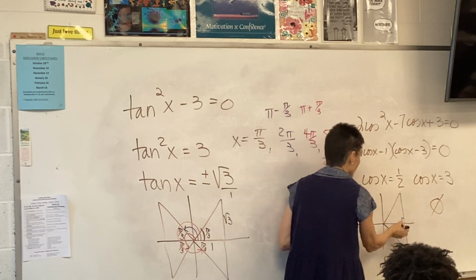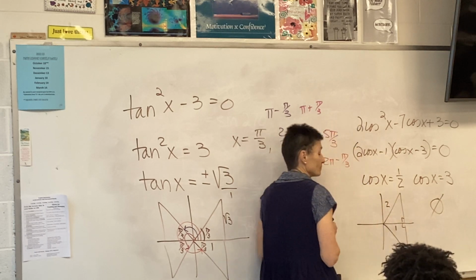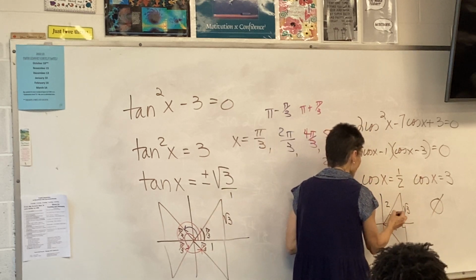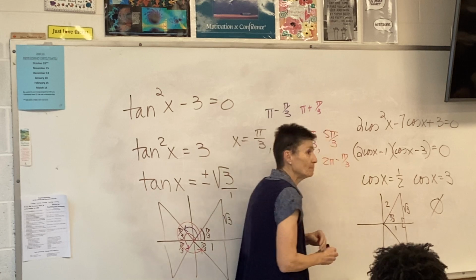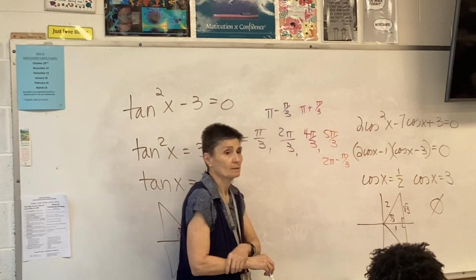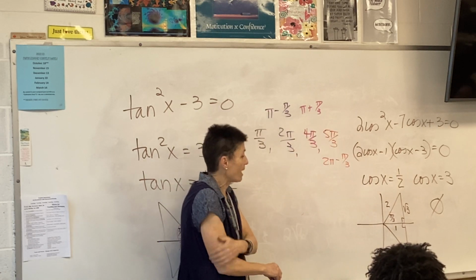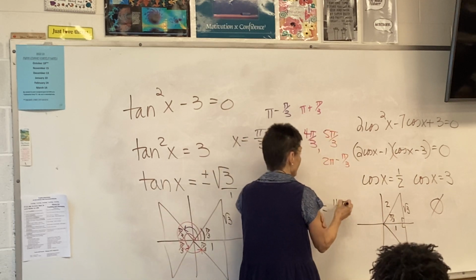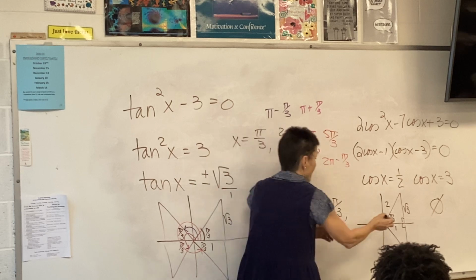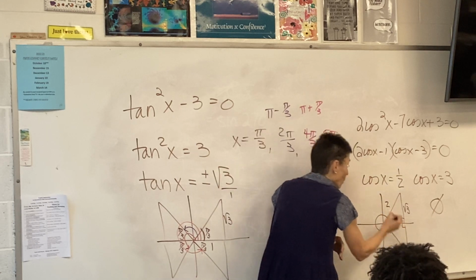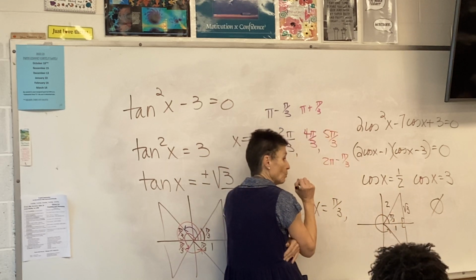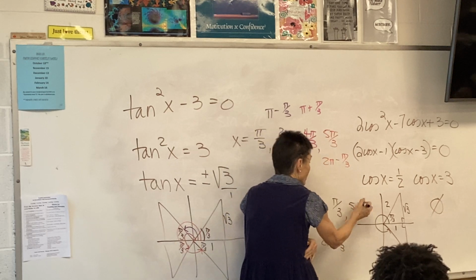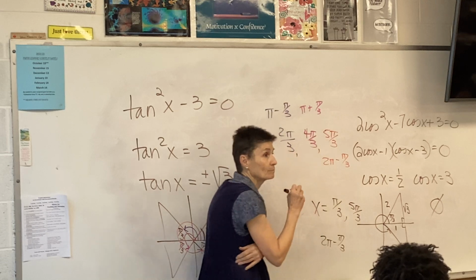All right, cosine 1/2. That makes this root 3. Do I have the same angle? 60? Oh, because it's adjacent. But this time, I only have it in quadrant 1, so pi over 3. And then in quadrant 4, which we said was 2 pi minus pi over 3, or 5 pi over 3.